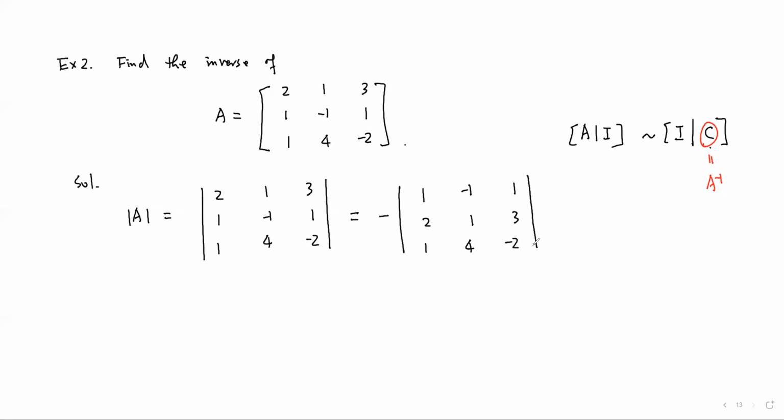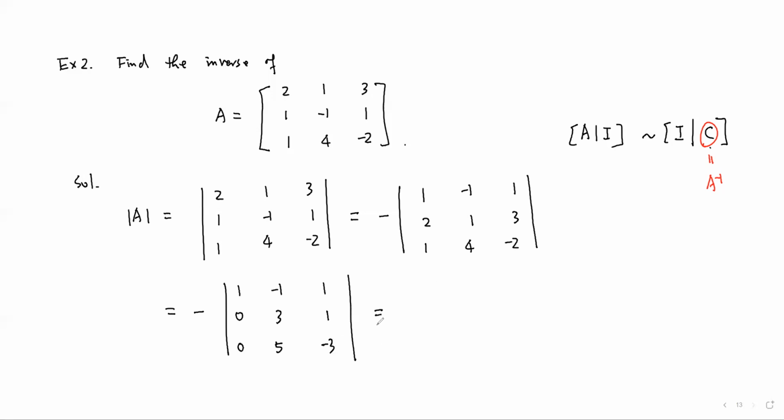Now perform elimination. Negative 2 times row 1 added to row 2. This operation doesn't change the value of the determinant. 0, negative 2 times row 1, negative 2. Then negative 1 times row 1 added to row 3. 0, negative 1, 5, negative 1, negative 3.